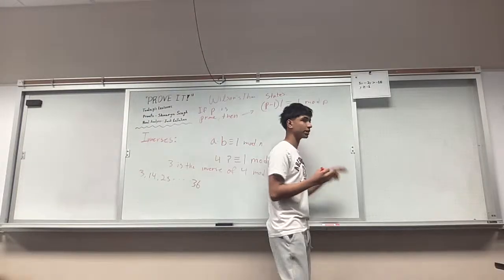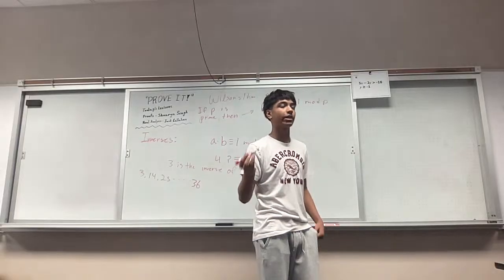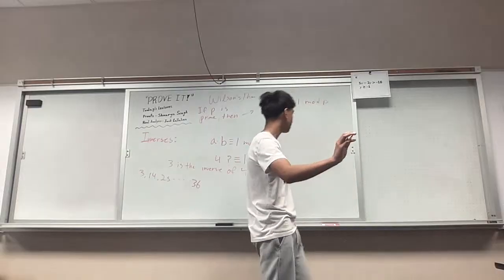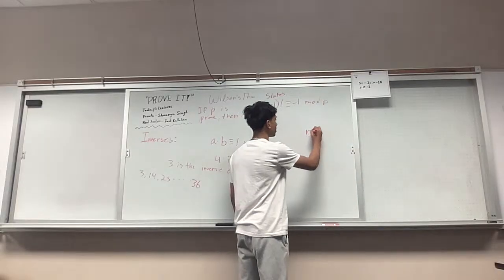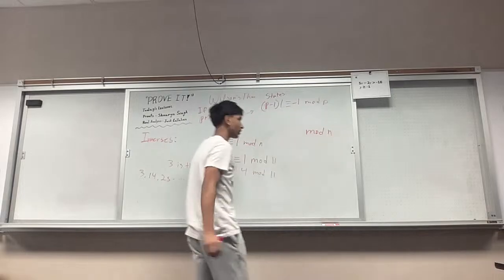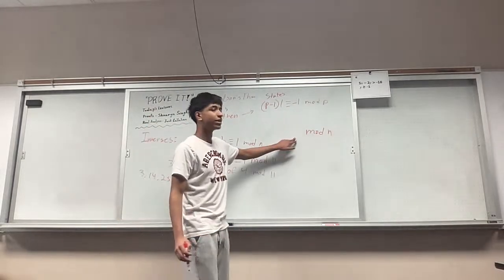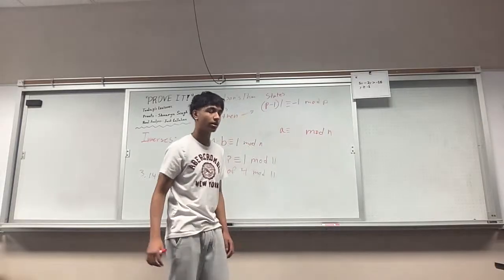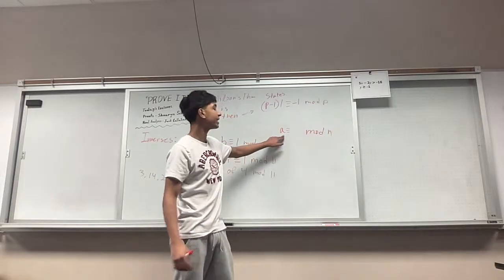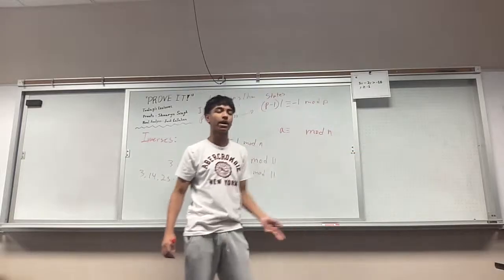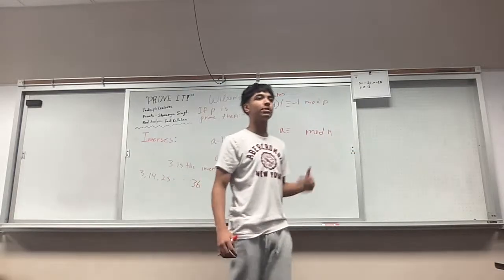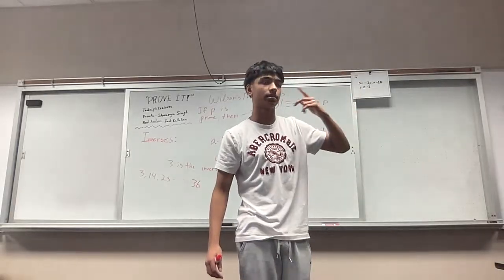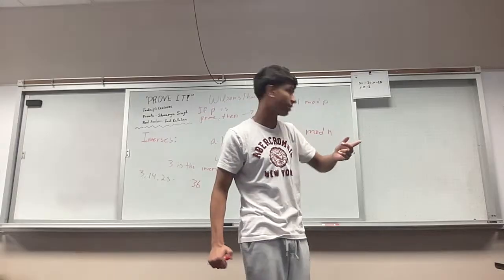When we're dealing with numbers in mod, they can always be reduced to something that is less than the mod itself. Let me explain. Let's say there's a mod n. If you have an integer a, and you're trying to see what it is congruent to in mod n, and let's say a is greater than n. Let a be greater than n. a can always be written as a number less than n itself in mod n.